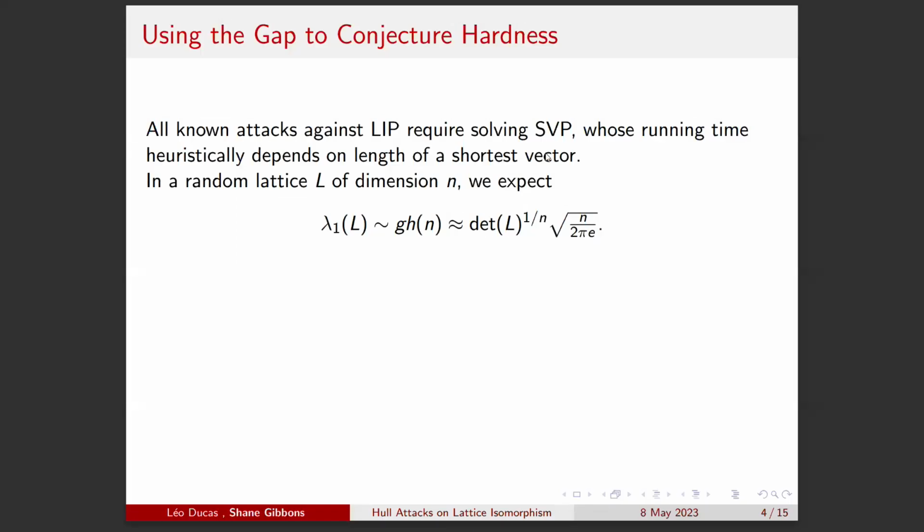And well, what does exceptionally short mean? It's short relative to what you would expect the length of a short vector to be in a lattice of a given dimension. And this value is known as the Gaussian heuristic, or rather its approximation is given on the right. And for a random lattice of dimension n, you would expect lambda1, which is the length of the shortest vector, to be around this length.